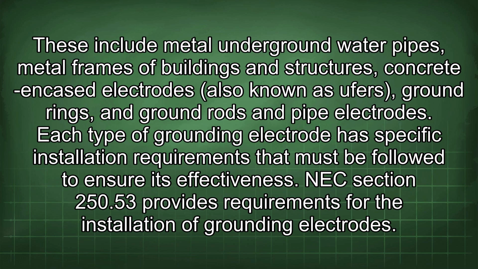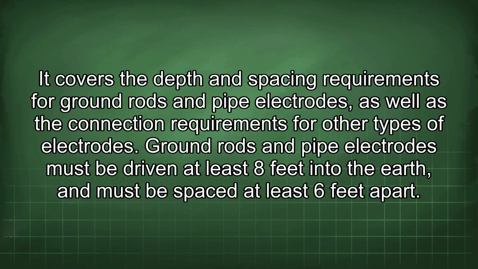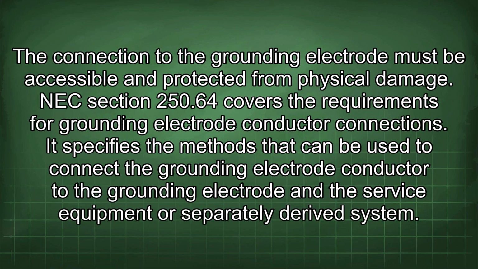NEC Section 250.53 provides requirements for the installation of grounding electrodes. It covers the depth and spacing requirements for ground rods and pipe electrodes, as well as the connection requirements for other types of electrodes. Ground rods and pipe electrodes must be driven at least 8 feet into the earth and must be spaced at least 6 feet apart. The connection to the grounding electrode must be accessible and protected from physical damage.